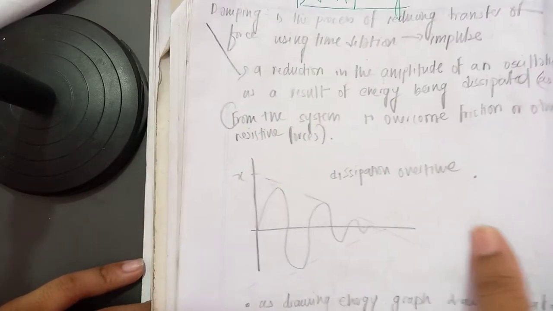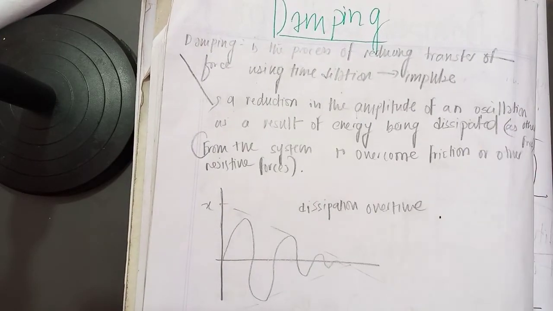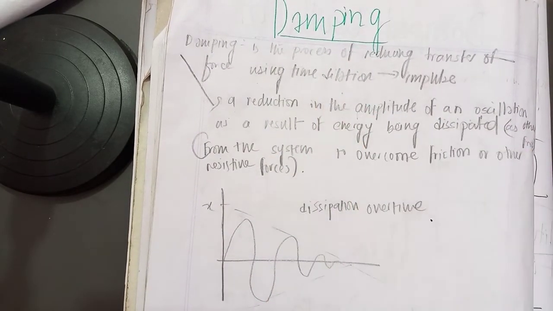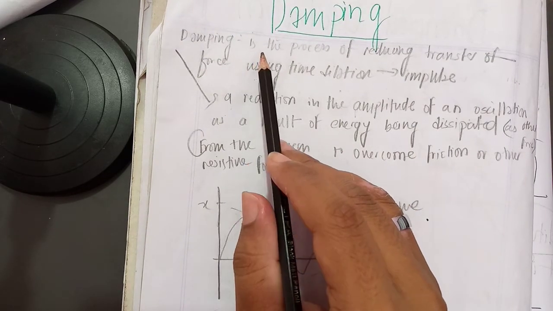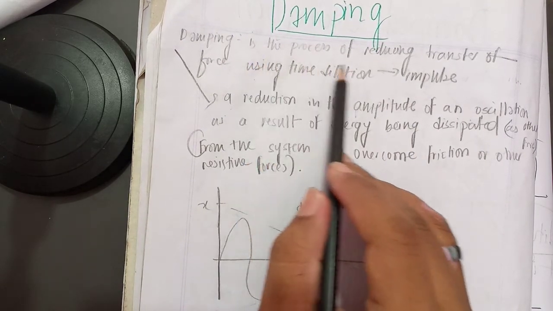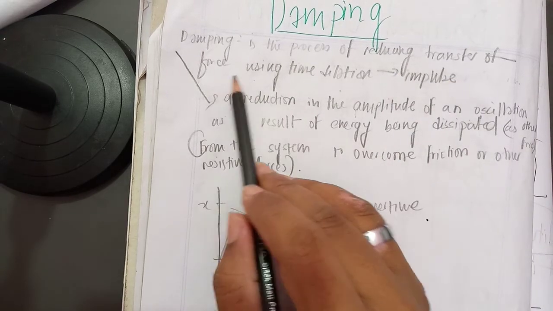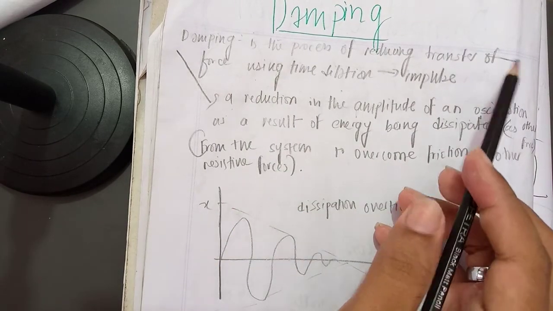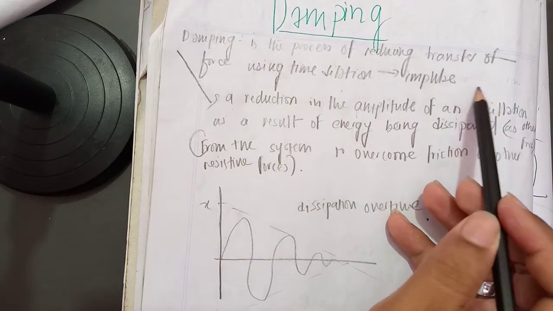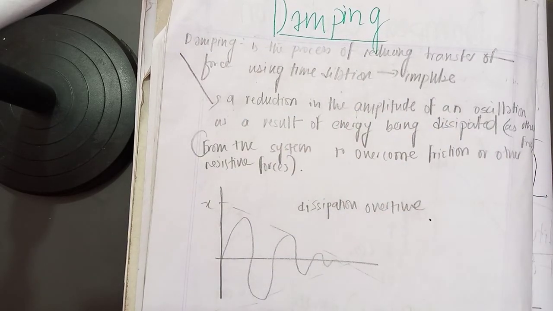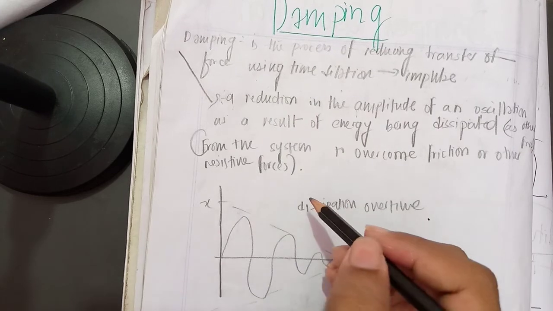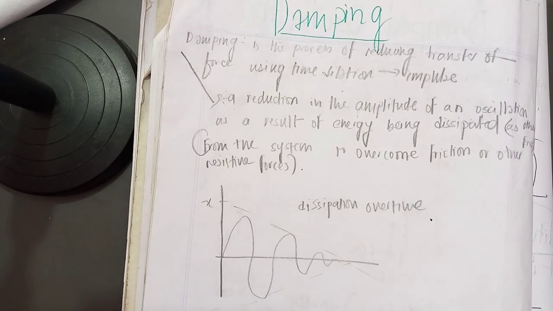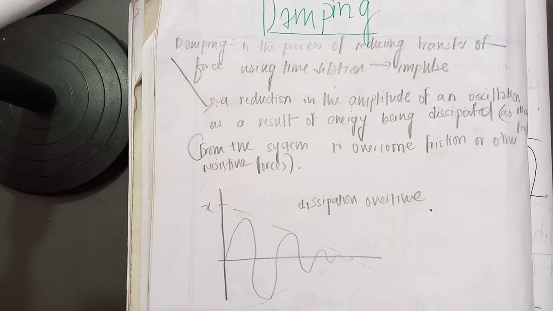And also, I use this definition for remembering: damping is the process of reducing transfer of forces using time dilation. So you will get to know this when we learn types of damping, but this is the definition you need to use in your book and in your questions. So in the next class we will look at the types of damping, and today we will leave it up to this.